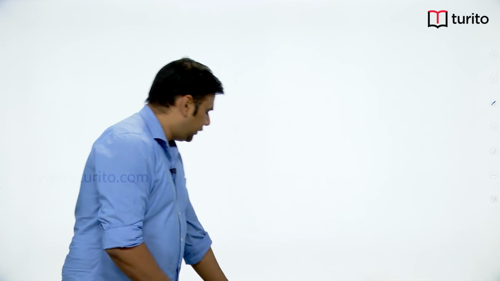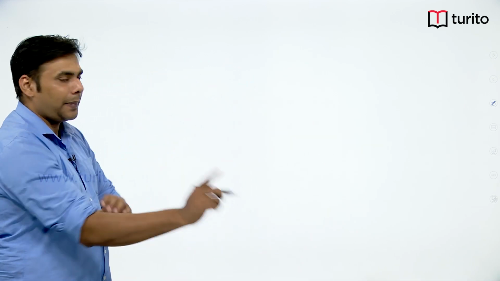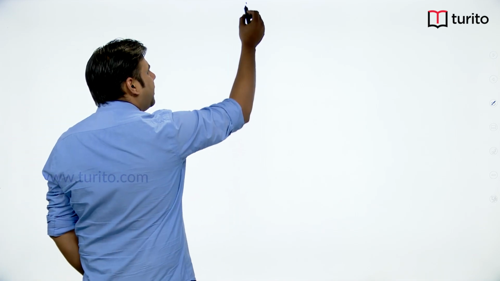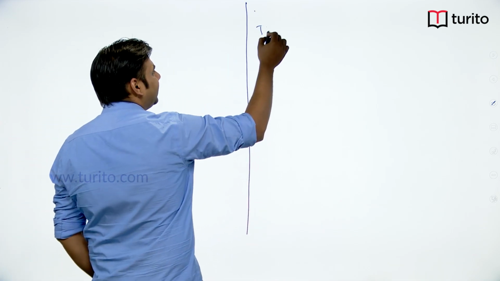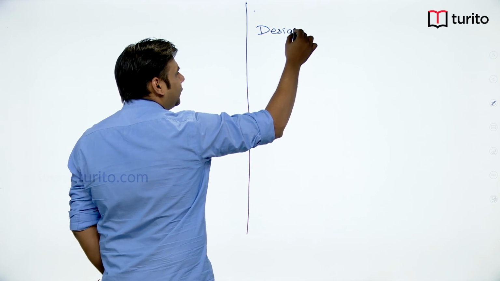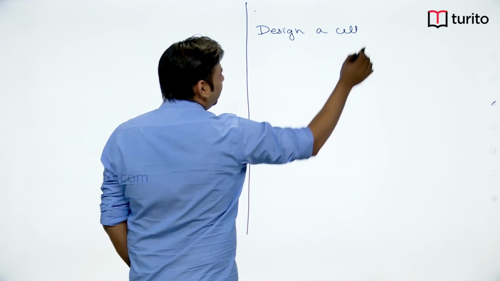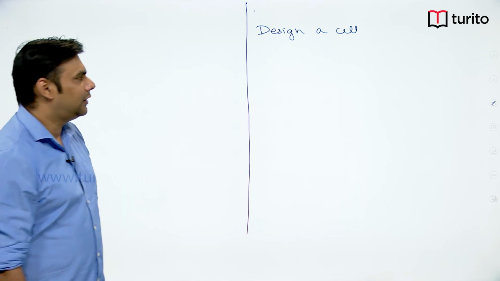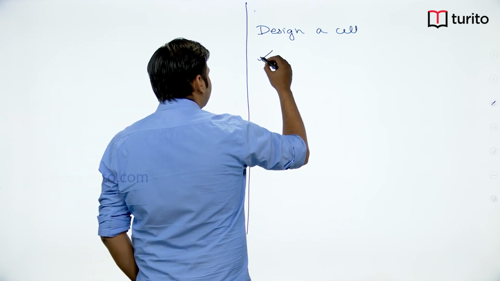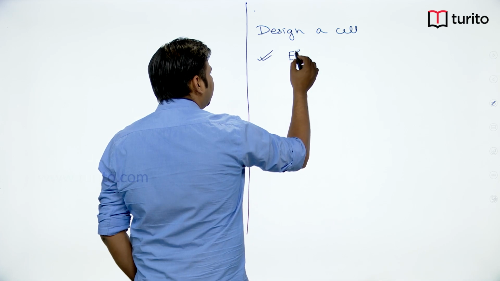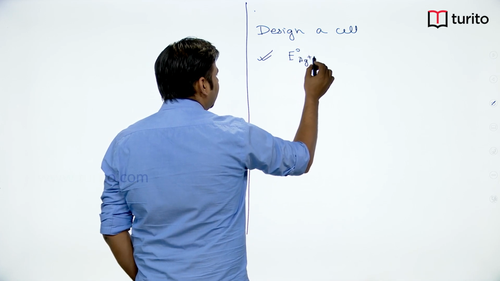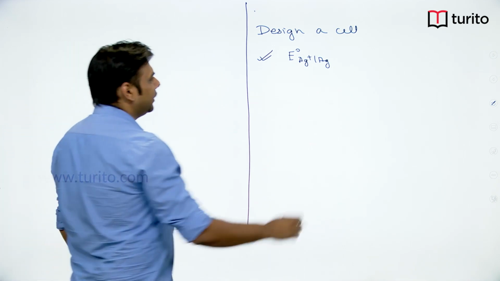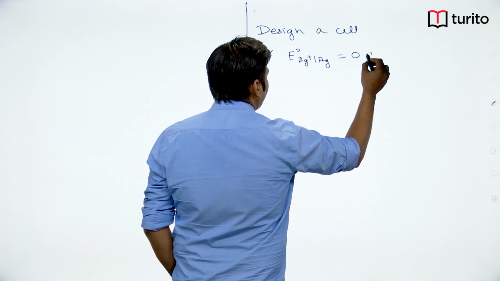Just let me ask you one thing. Suppose I want to design a cell. This is how scientists do it. We know some basic reduction and oxidation potentials. Suppose I knew the reduction potential of silver ion changing into silver. This is 0.8 volt.